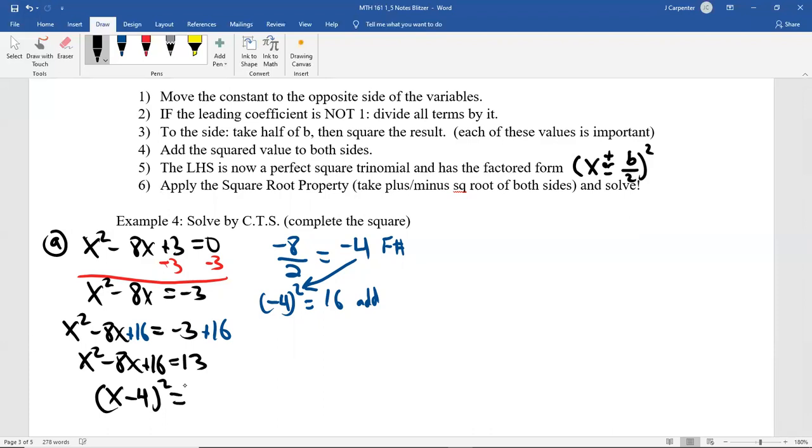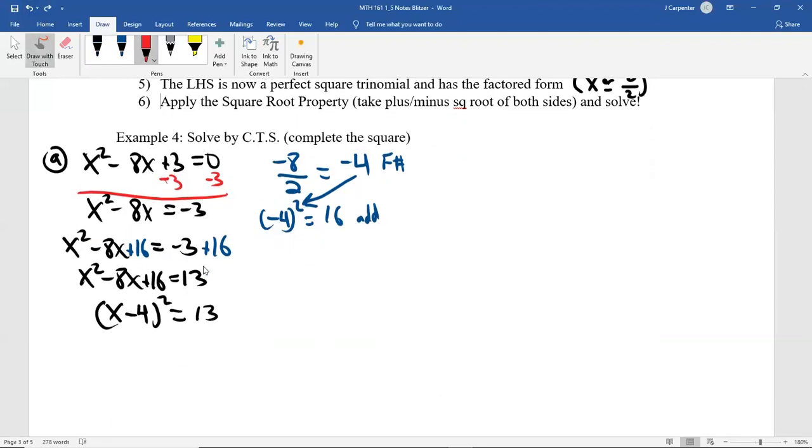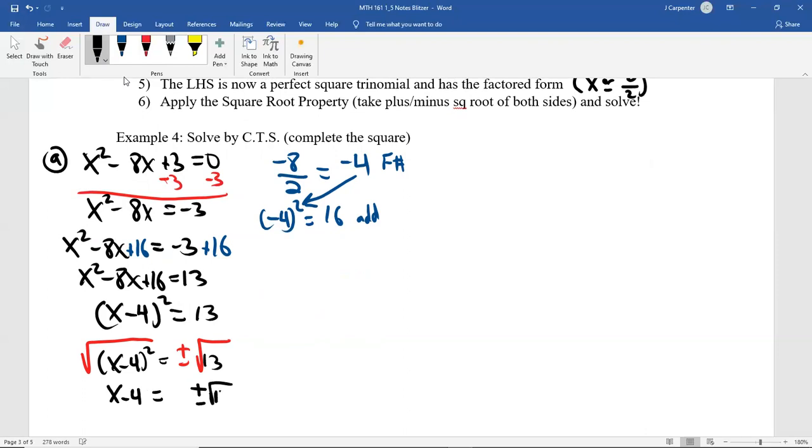Now we cannot forget the equals and we cannot forget the 13. Nothing magical is supposed to happen to the right side. That's just a byproduct. Then we're at step 6, apply the square root property, which means to take not just a square root of both sides, a plus or minus square root of both sides, but only a plus or minus on the number side. So square roots and squares cancel, so the left side is just x minus 4 equals. We don't know the square root of 13. We cannot break it down, so that's just plus or minus square root of 13.